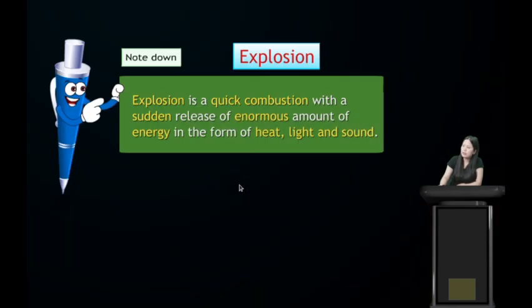So what is explosion? Explosion is a quick combustion with a sudden release of enormous amount of energy in the form of heat, light, and sound. I'm repeating this. Explosion is a quick combustion with sudden release of enormous amount of energy in the form of heat, light, and sound.